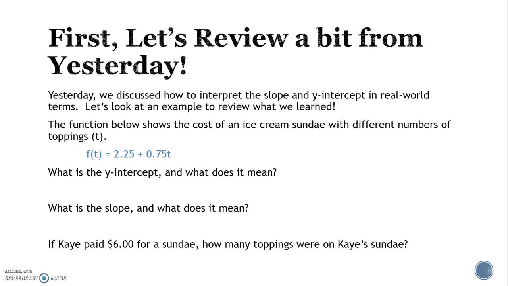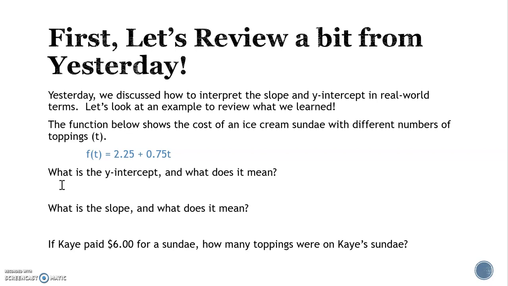So let's think about this. This function is discussing the cost of ice cream sundaes with a different number of toppings. So the output is the cost of an ice cream sundae. That cost is what your y is measuring, right? So the y-intercept, that's going to be what? The y-intercept is when t, which is our x here, when t equals 0.